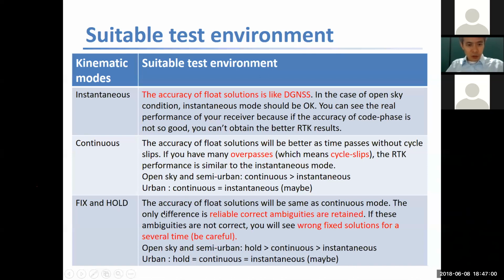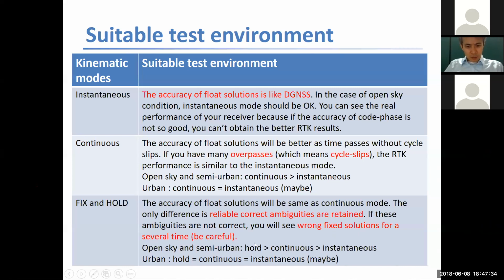Finally, fix and hold. The accuracy of the solutions will be the same as continuous. The only difference is that reliable correct ambiguities are retained. This is much more important. We thought they were reliable correct ambiguities, but this is not 100%. If these ambiguities are not correct, you will see wrong fixed solutions several times, maybe for a long time. Please be careful when using fix and hold mode.